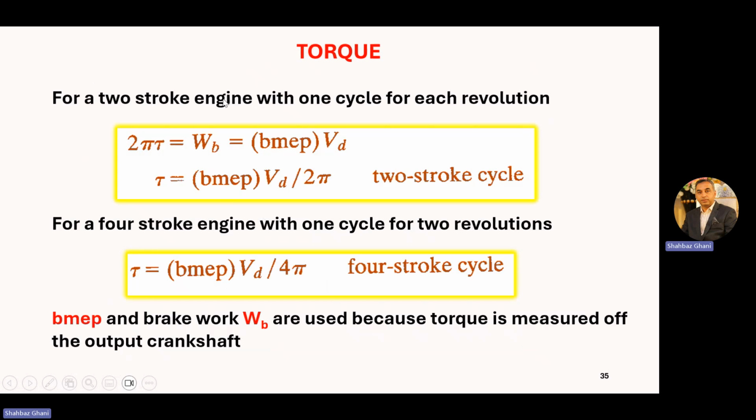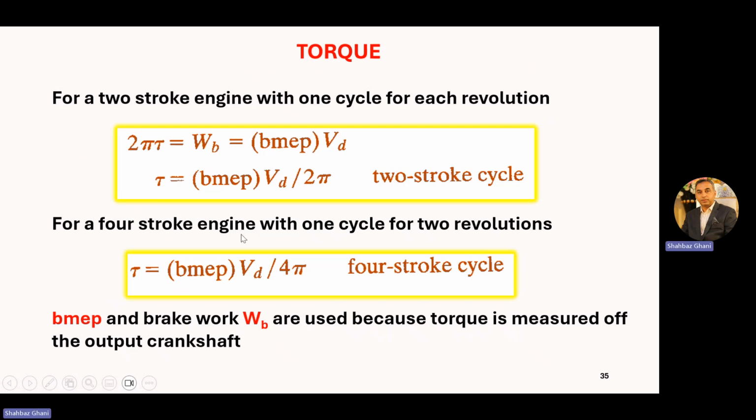Now, for a two-stroke engine, with one cycle for each revolution, the formula becomes 2 pi tau is equal to WB, which is equal to brake mean effective pressure into displacement volume. So tau is equal to brake mean effective pressure into displacement volume divided by 2 pi.